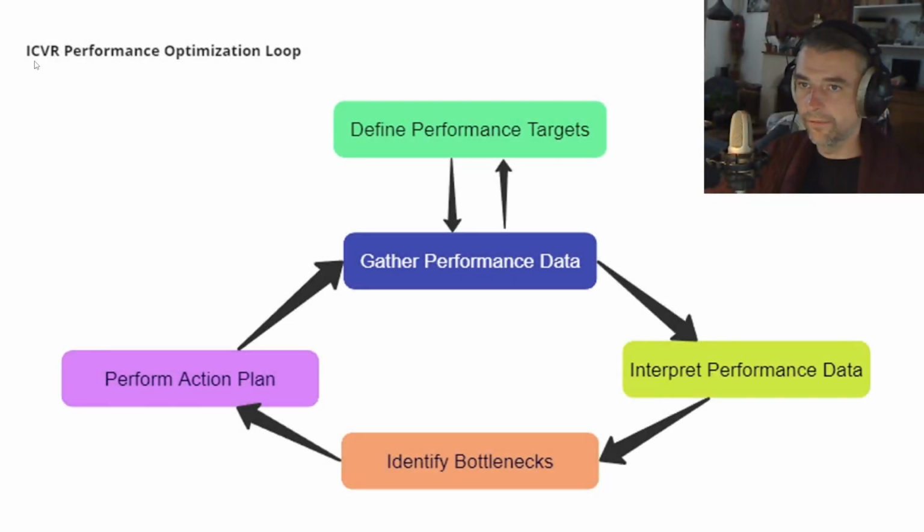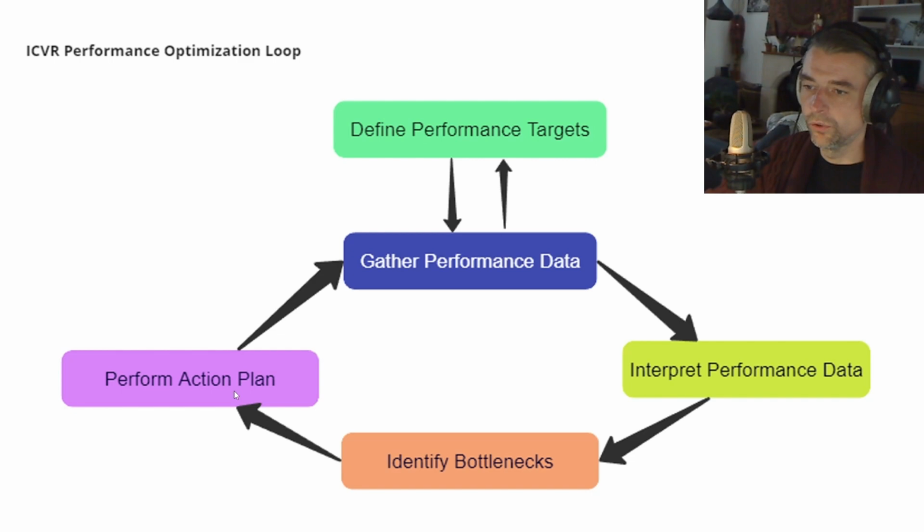Okay, so here we have the ICVR performance optimization loop. And this is a workflow that we are going to use to optimize the performance of our experience. The first thing you need to do is define your performance targets. Then you need to go to Unity and gather performance data. Once you've done that, you have to interpret this performance data and identify bottlenecks, which are things that are slow, making your game run slow.